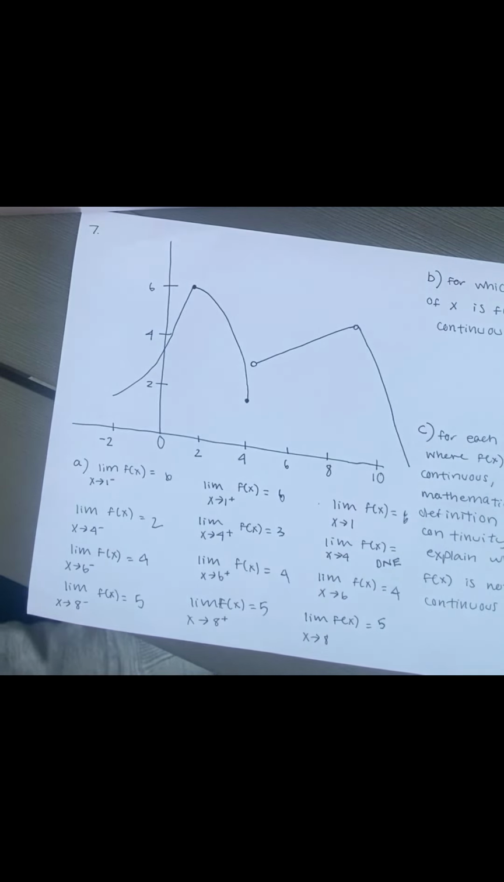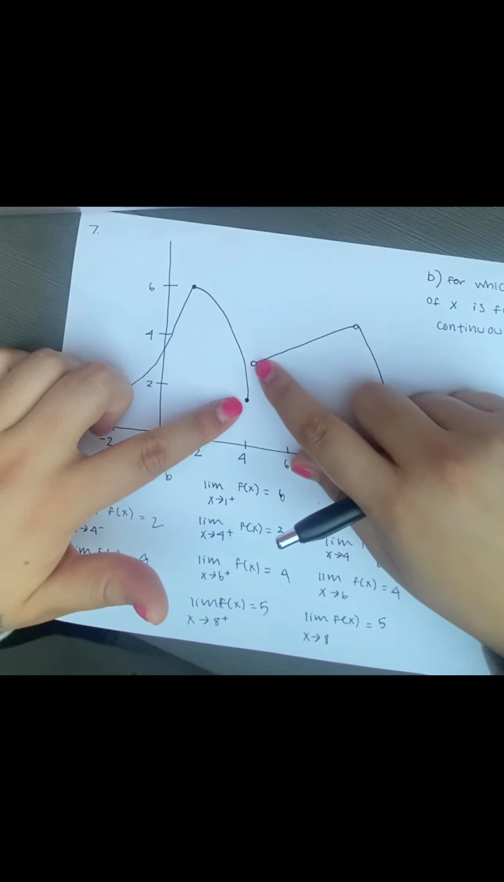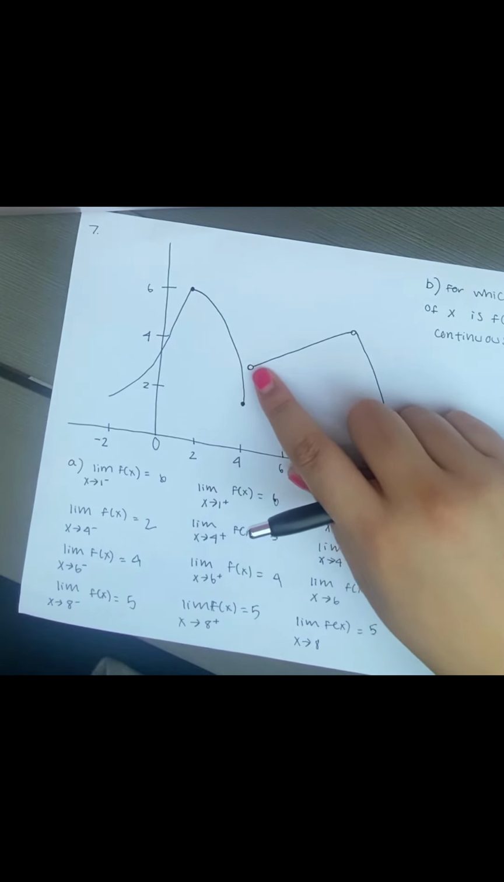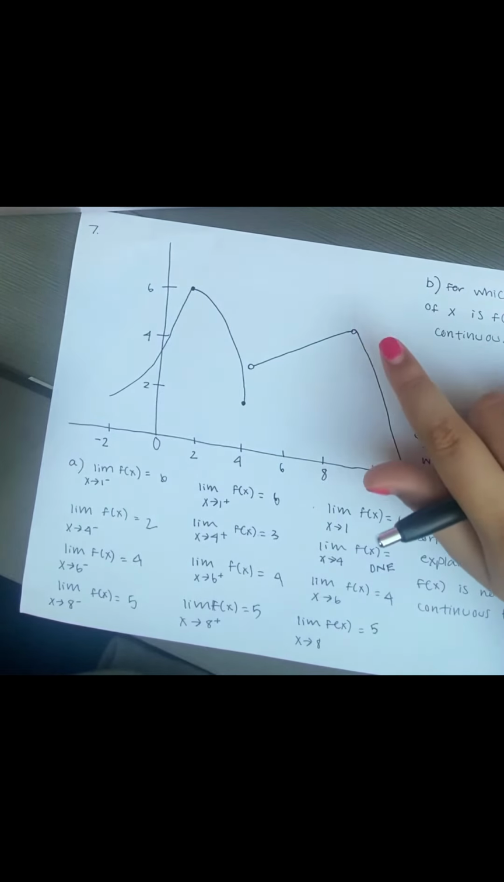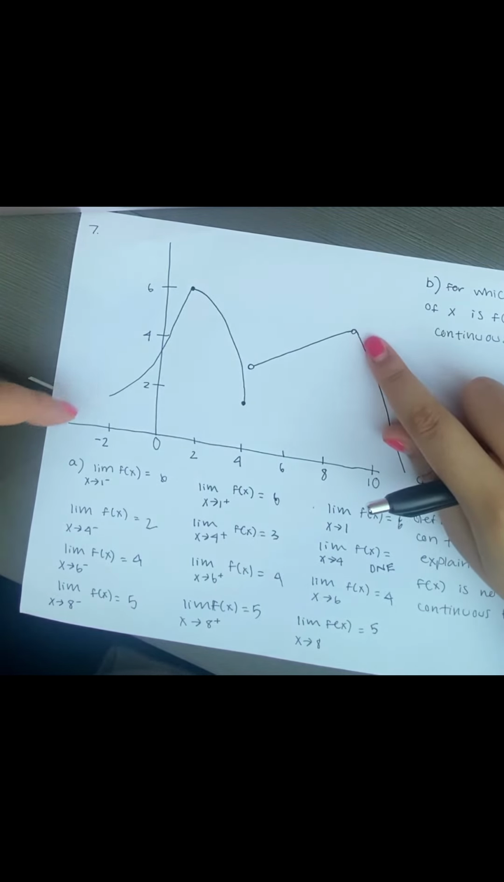So question B asks for which values f of x is not continuous. This one, as x approaches 4, will be not continuous because the limits do not equal each other. As for the last one, as x approaches 8, we find out that even though the limits do meet up at 5, there's no actual value at 8. Therefore, f of x is not continuous at 8.